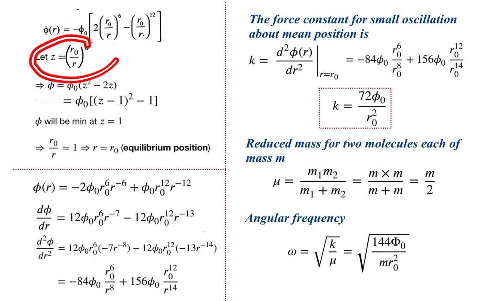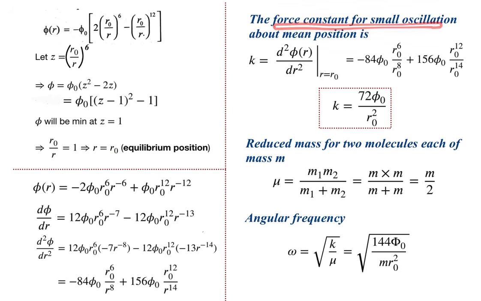Z equal to 1 means the value of r naught by r becomes 1, so r equal to r naught. The position where the potential energy is minimum is the equilibrium position. So we have concluded that the equilibrium position is r equal to r naught.